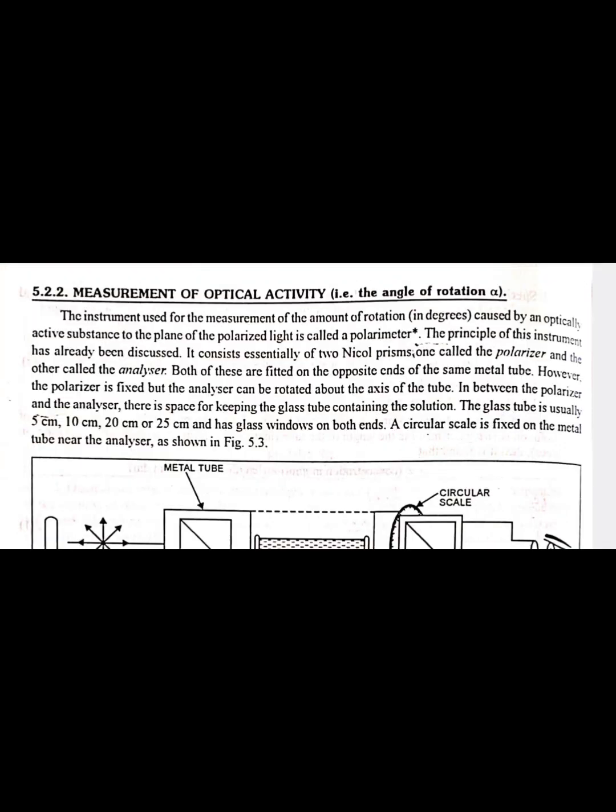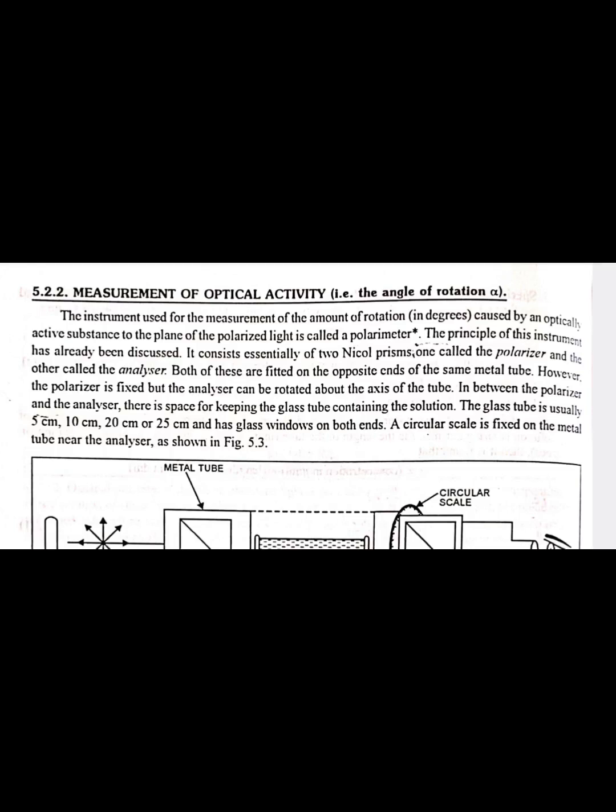Number 4. Molar rotation. The molar rotation is obtained by multiplying the specific rotation with the molecular weight m of the substance and dividing the result by 100 to reduce the magnitude of the number. It is usually represented as M t lambda, thus M t lambda is equal to m alpha t lambda upon 100.